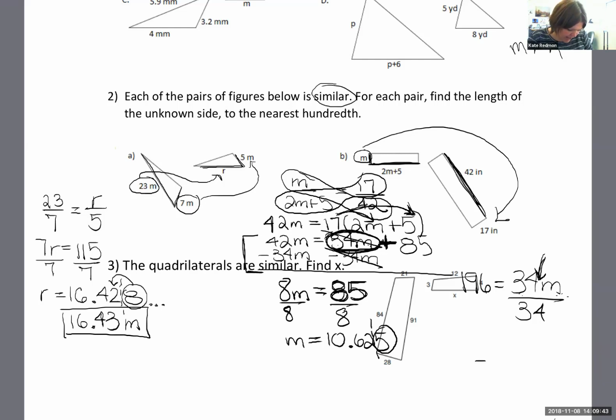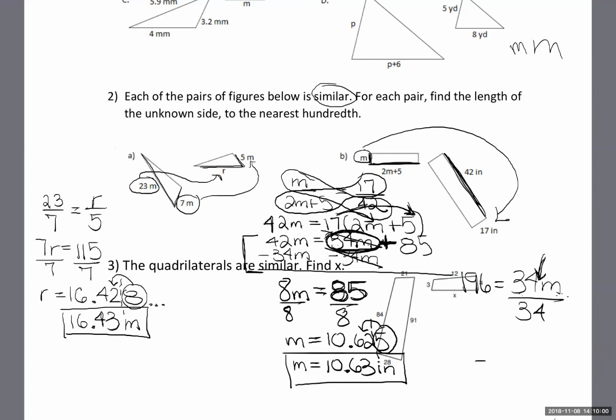Is he halfway? Yes, at 5. We're halfway through our digit system. We'll bump ourselves up. So I'm going to call that about 10.63 inches long for m. Is everybody cool with that? Yes. Okay, but then something interesting happens.